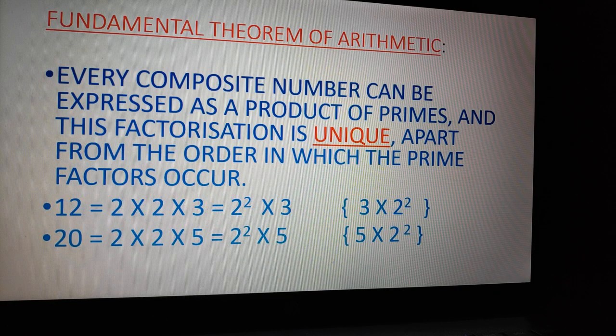Similarly, 20. When we prime factorize 20, we get 2 square into 5, or another way of writing is 5 into 2 square. But here we observe that we cannot have other prime factors like 3, 7, 11, etc. for 20. So this factorization is unique.